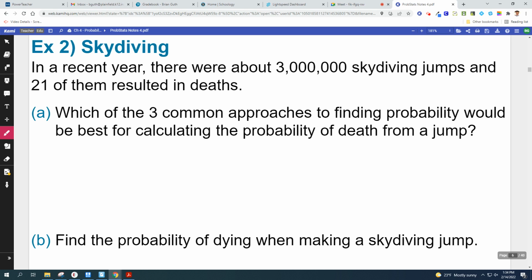Which of the three common approaches to finding probability would be best for calculating this? So remember those three common approaches. Go back and look. Number 1 was relative frequency. Number 2 was classical approach. And 3 was subjective. So in this one, does anybody know which one of the three this is? I think that's a tough question, but this is relative frequency.